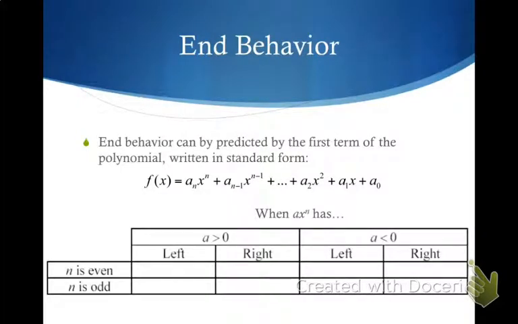End behavior. There were some, not shortcuts, but kind of a pattern to remember. For odd, they'll be opposite of each other. For even, both sides will be the same. When we have a positive leading coefficient, we're going to end the way the leading coefficient is. So if it's positive, for even, we're both going to end up, and for odd, they're opposite. When a is negative, for even, we're both going to end down, and for odd, they're opposite.